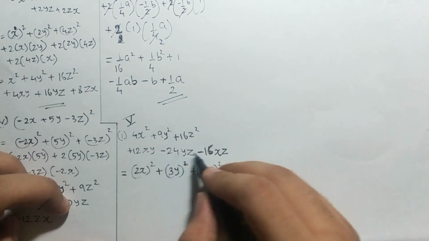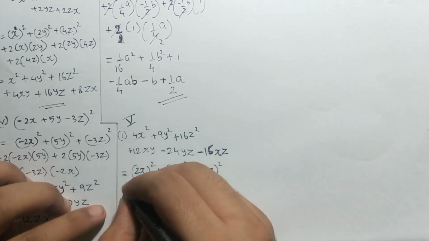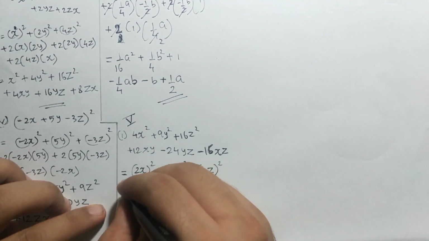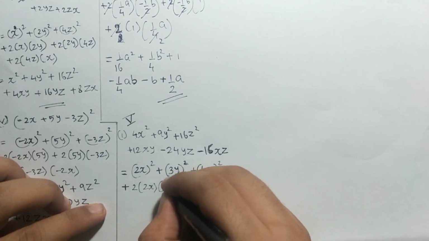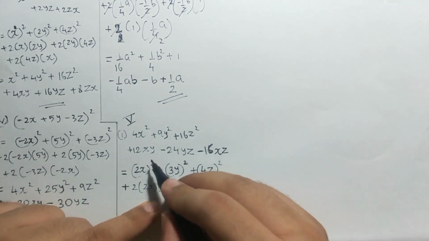Don't look at these 3 next. Using these 3 values, you will get the next 3 terms. If they are positive, keep everyone positive. Plus 2 multiplied by first term, that is 2x, into second term, that is 3y. Just multiply them and you will get this term orally.